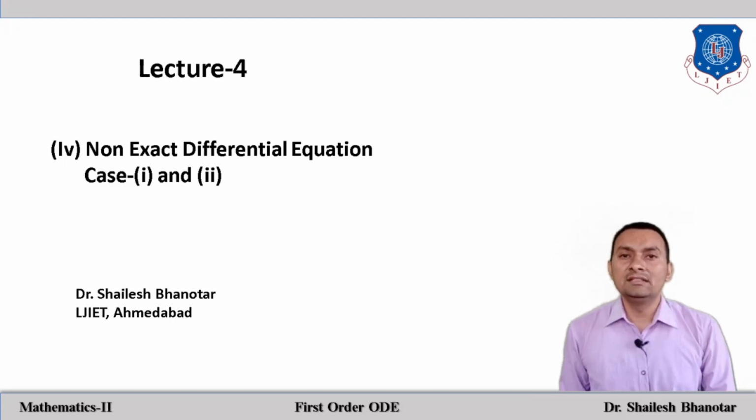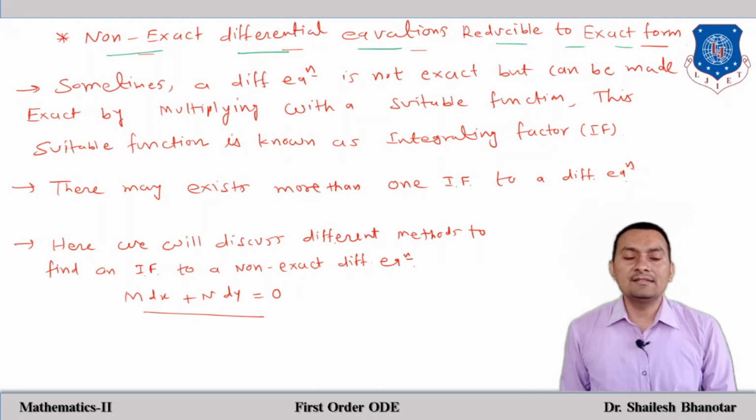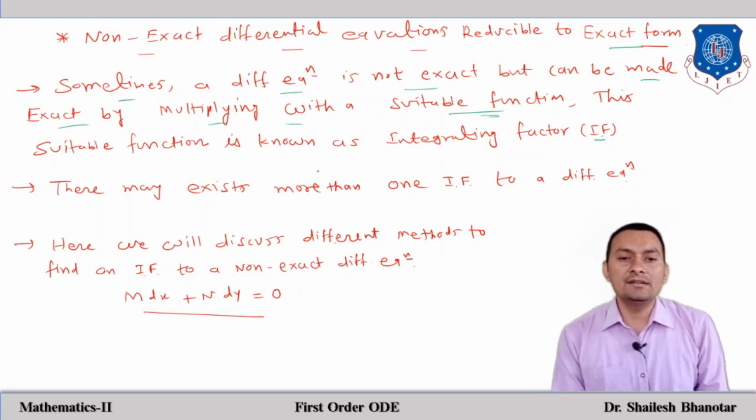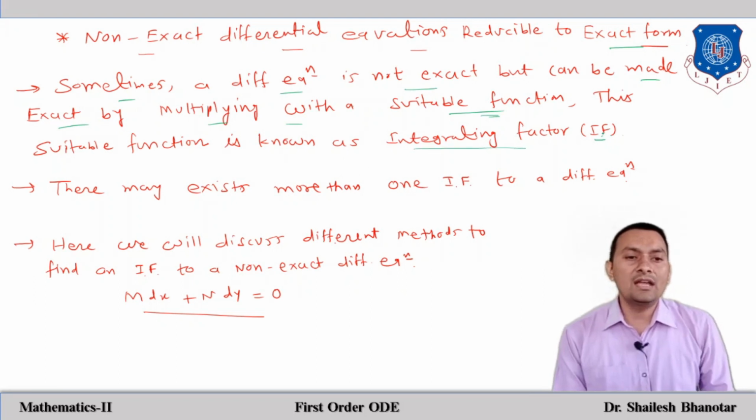So let us start. Whenever we have a non-exact differential equation, our target will be to convert it to the exact form. Sometimes the differential equation is non-exact, but we can make it exact by multiplying with a suitable function, and that suitable function is known as the integrating factor, which we call I.F. There may exist more than one integrating factor for the differential equation.